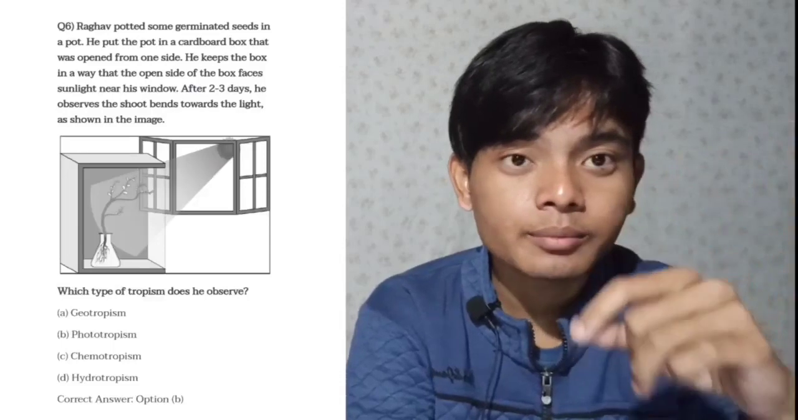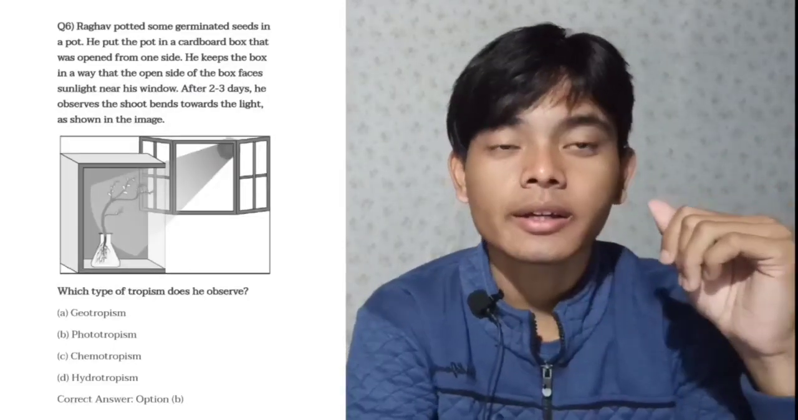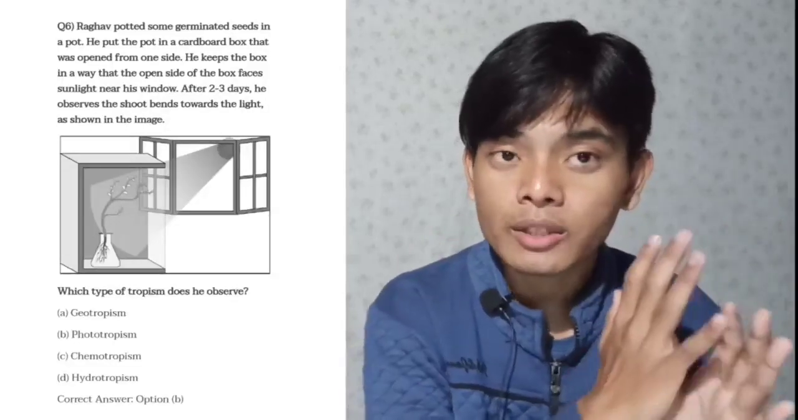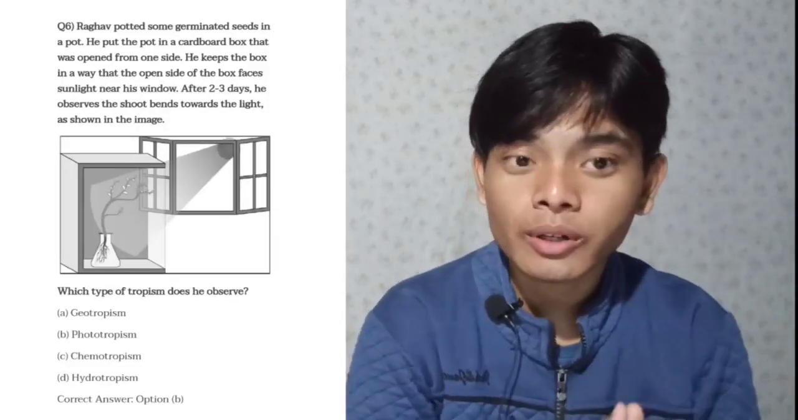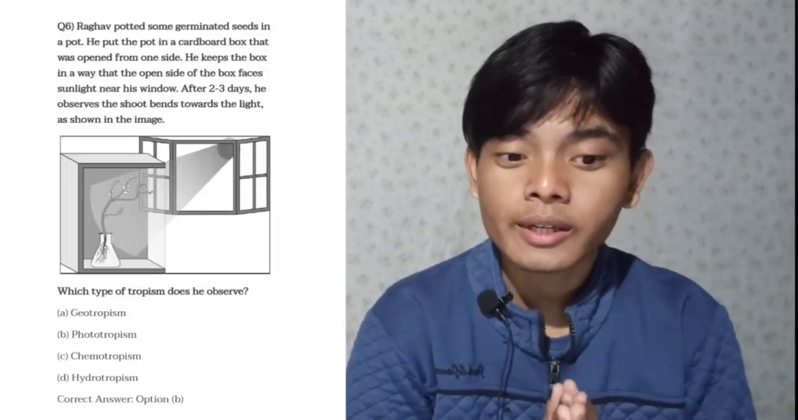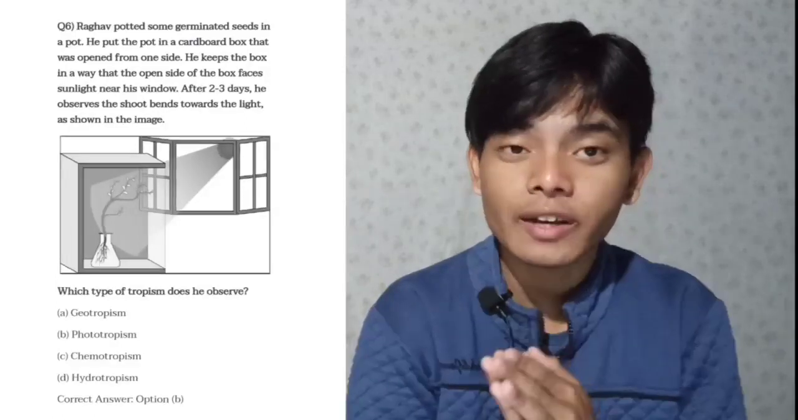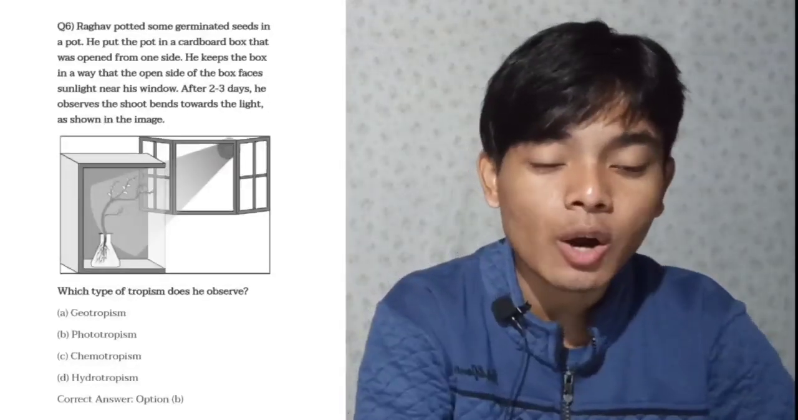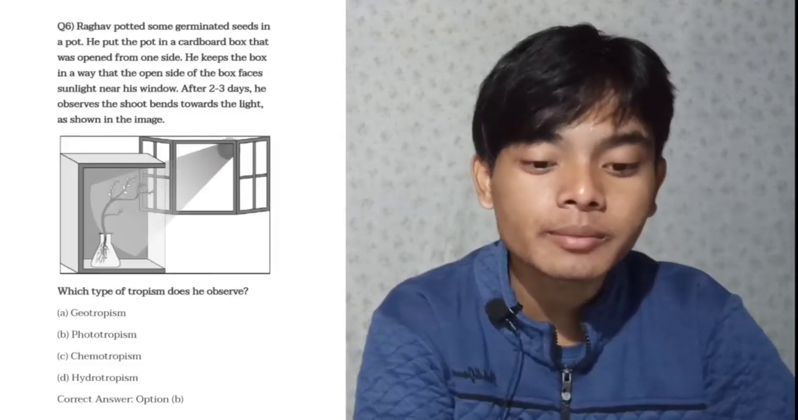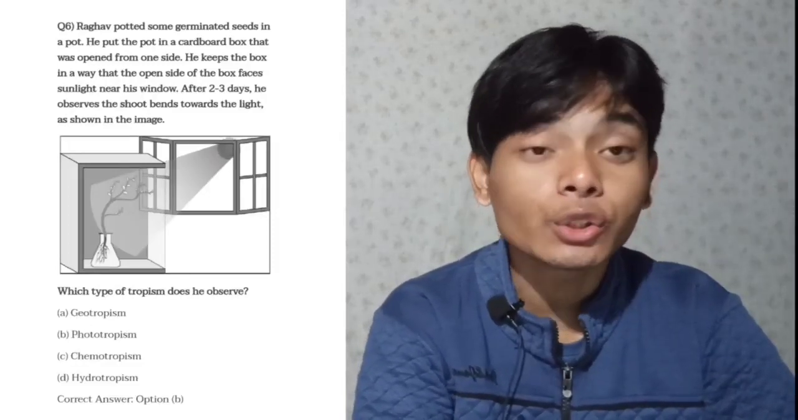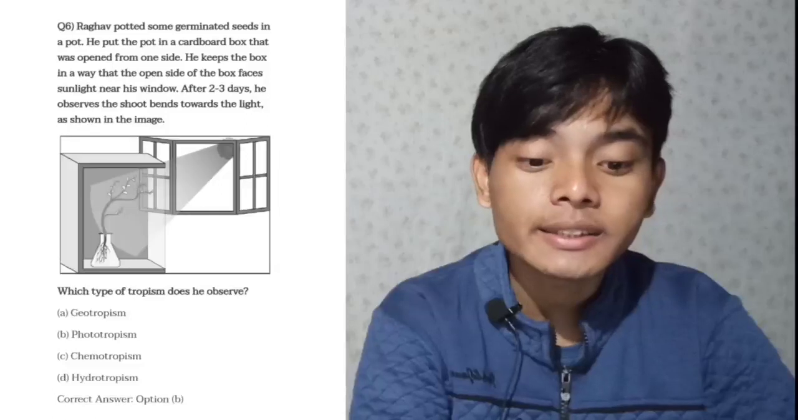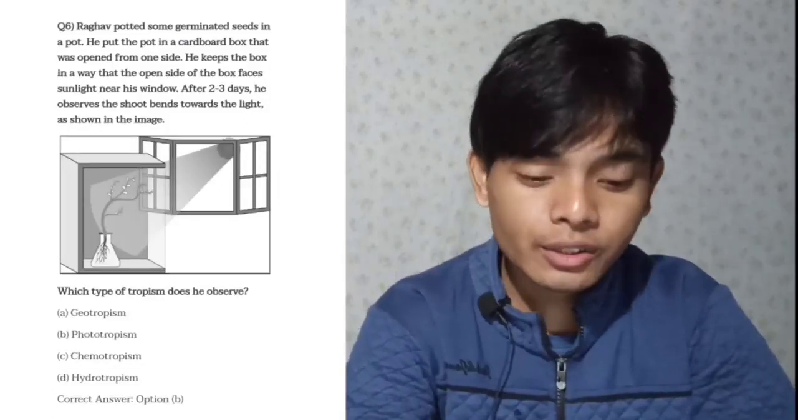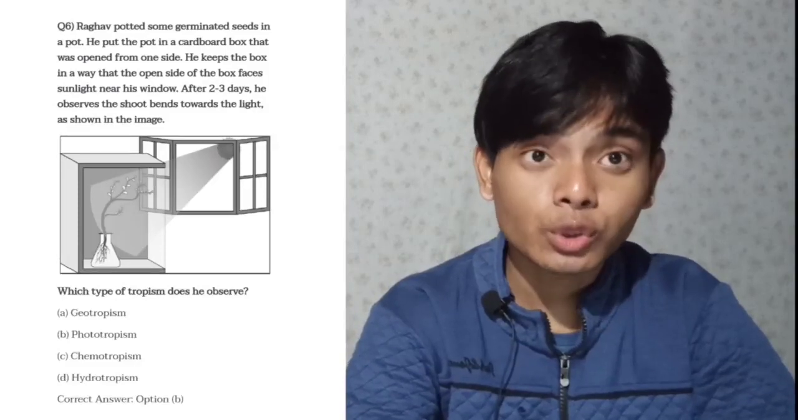So Raghav potted some germinated seeds and kept them in a cardboard box, with a side opening towards the sunlight. He observed that when the plant germinated, the seedling started to bend towards the sunlight. Which type of tropism does he observe? A is geotropism, B phototropism, C chemotropism, D hydrotropism. So your correct answer is option B, phototropism.